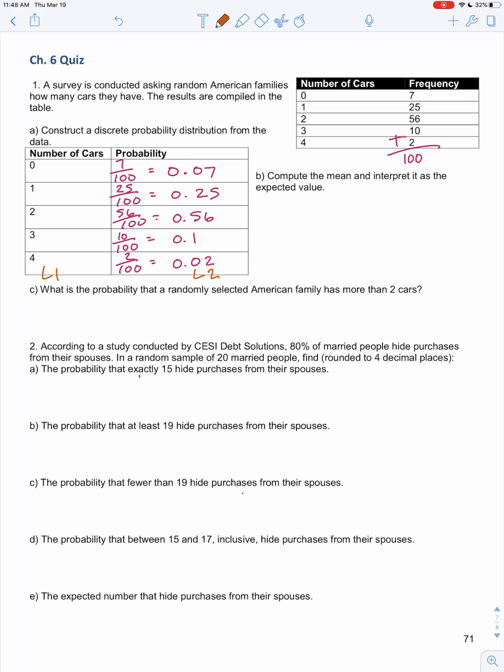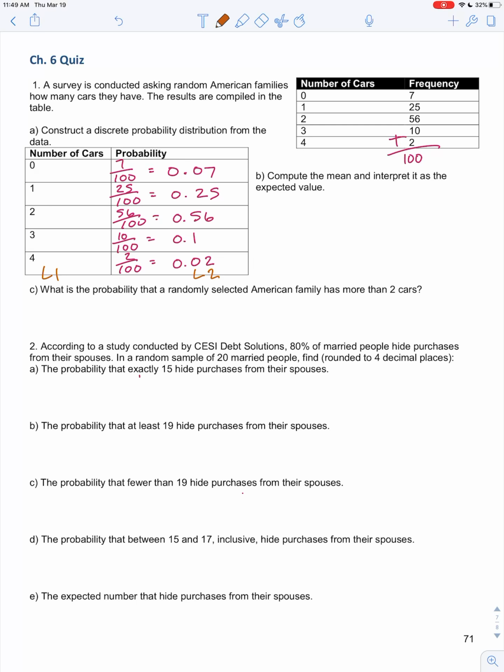Let's go ahead and type these numbers of cars into L1. So 0, 1, 2, 3, 4. And then in list 2, put the probabilities, 0.07, 0.25, 0.56, 0.1, and 0.02. So now that we have our numbers of cars in list 1 and our probabilities in list 2, we're going to go to Stat Calc number 1. Make sure you reference list 1 and list 2.